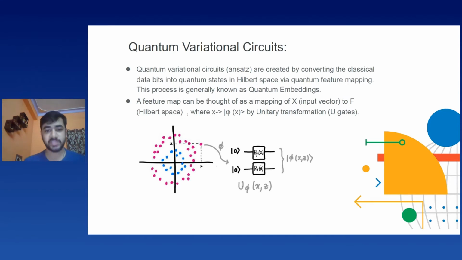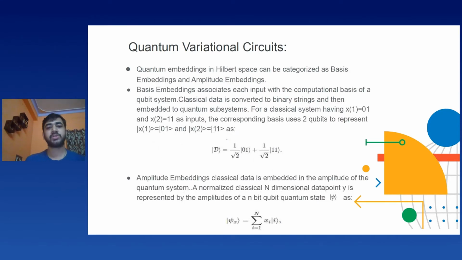One is known as basis embeddings. Basis embeddings associate each input with a computational basis of a qubit system. All the systems that we see are encoded as zeros and ones. Classical data, when we want to encode it in basis embedding, has to be represented in zeros or ones. It cannot be encoded in decimals or float values, because we are only embedding them into a 0-1 space rather than in a decimal or floating point space. So basis embeddings form the first part of embedding a particular qubit.